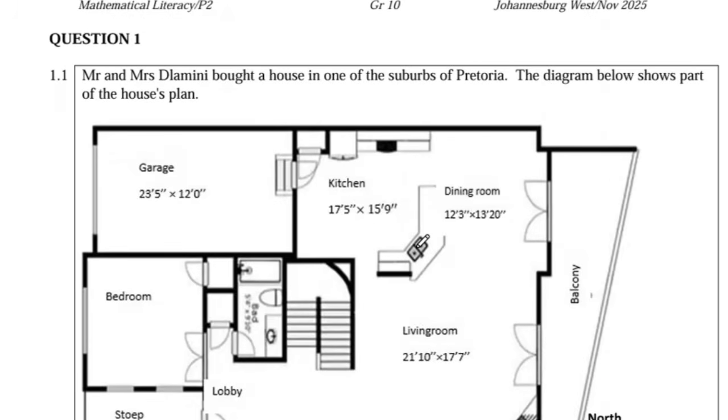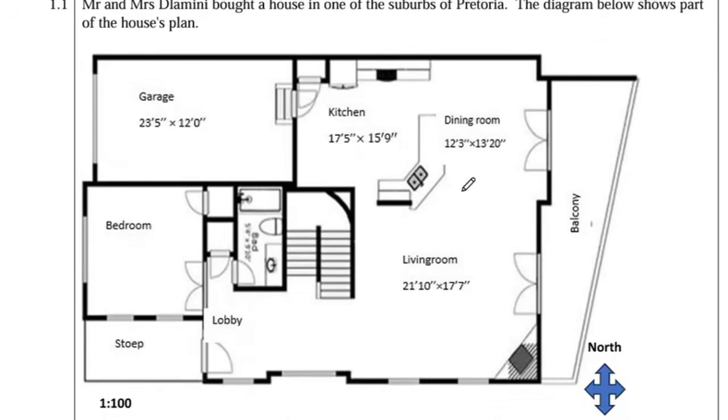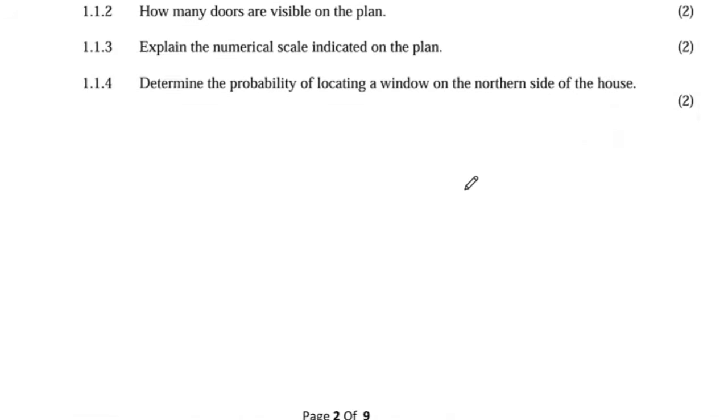Here we are, it's question number 1. It talks of Mr. and Mrs. Lamini, who bought a house in one of the suburbs of Pretoria. The diagram below shows part of the house's plan. This is a diagram that we have there. We shall use it. Anyway, what are the questions?